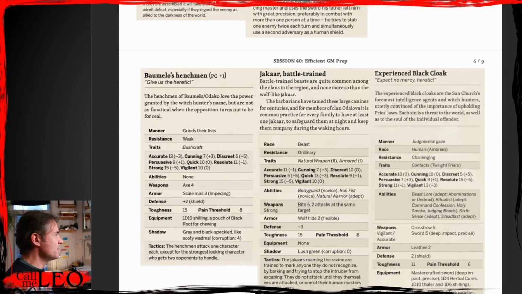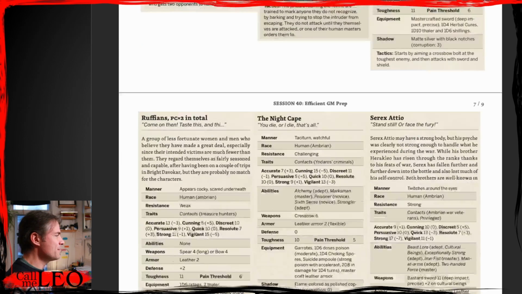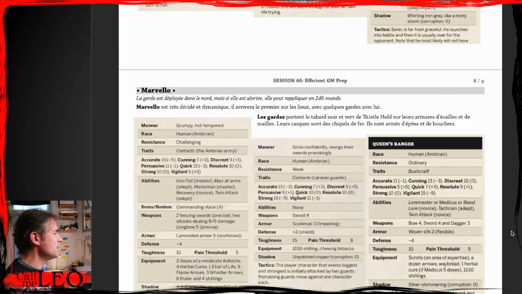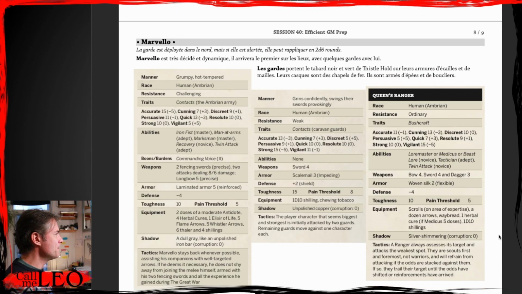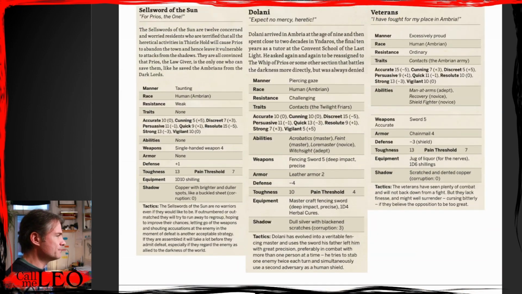And here you have Bomelo, the experienced Black Cloak. You've got some battle-trained Jakar. That's if they go to the Karlagoy mansion. The henchman, Bomelo's henchman. And here I put Serek Statio because I thought Serek would be drunk at the Salons in the big barroom fight, so he might at some point come out and do some shit. And the other ones I just got there just if I need them. And here I have the Town Watch. And there you go. So yeah, those were my notes for this session.